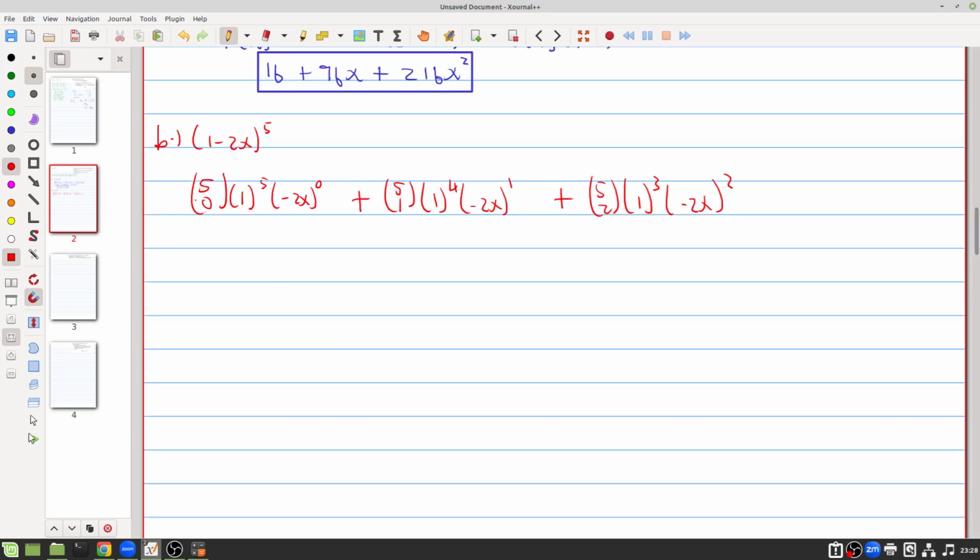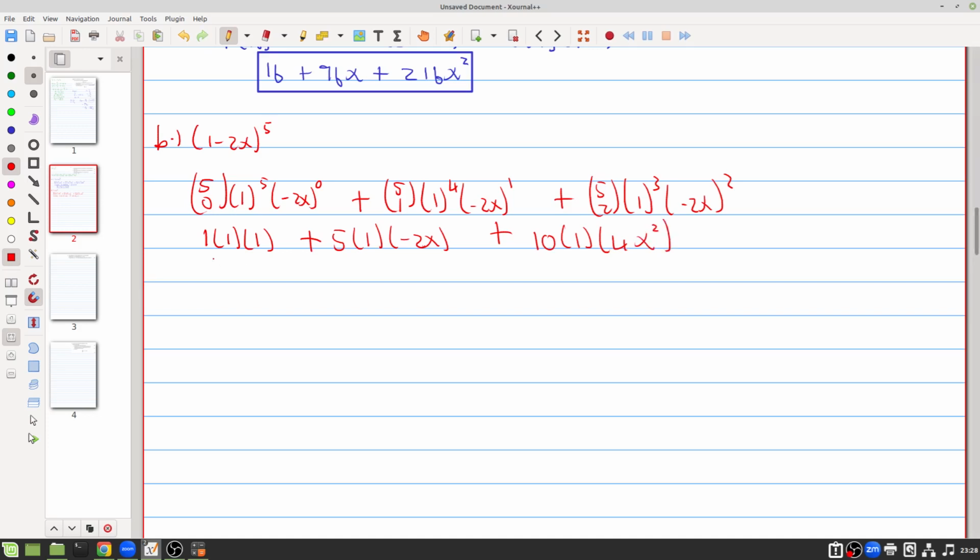So let's calculate. 5C0 is 1. 1 to the power 5 is 1. Negative 2x to the power 0 is 1. Okay, 5C1, that's going to be 5. Then 1 to the power 4 is 1, and negative 2x to the power 1 is negative 2x. Plus, third term, 5, 2. So 5 choose 2, that's going to be 10, and then 1 to the power 3 is 1. Negative 2x all squared is 4x squared.